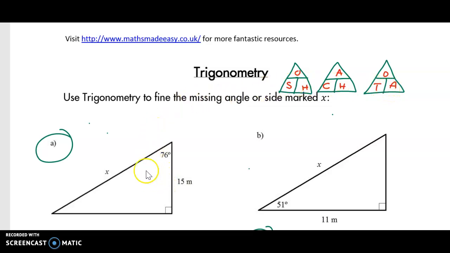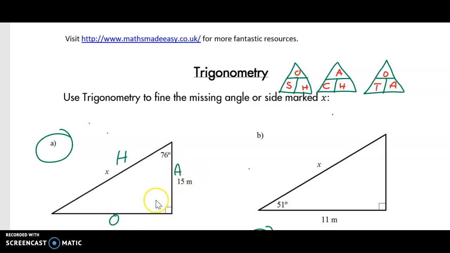So the first step is always to take your diagram and label up H, O and A, in that order. So hypotenuse first. The hypotenuse is the longest length, opposite the right angle. So this is the hypotenuse. The opposite is opposite the angle that's put in there, either given as a number or as a letter. So this is the angle, this is the opposite here, and then the adjacent is the one that's left.